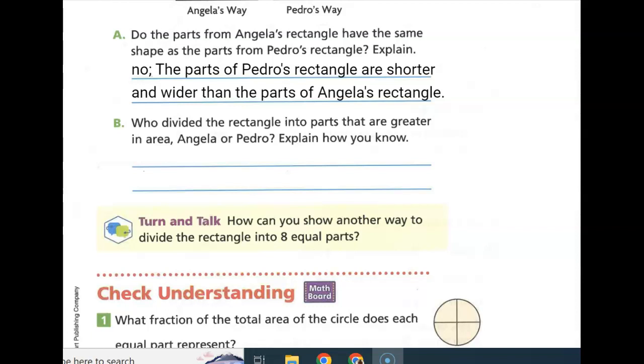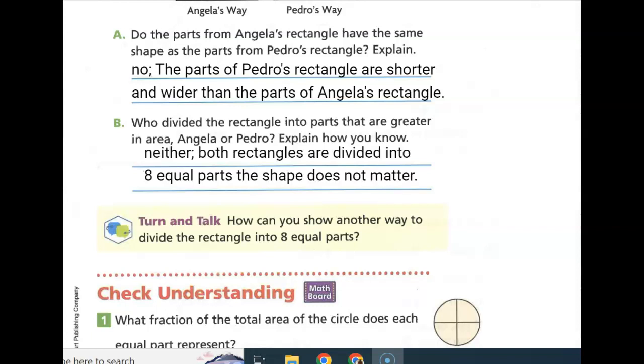Neither, because Pedro's are longer and wider, but Angela's way is shorter but thicker. Okay, they're both divided into the same size rectangles and into 8 equal parts. It doesn't matter if the rectangles are a different shape. So it says whose parts are greater, Angela's or Pedro's? Neither. Both rectangles are divided into 8 equal parts. The shape does not matter.